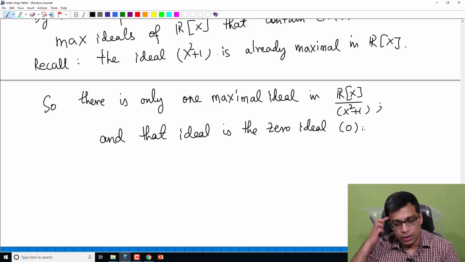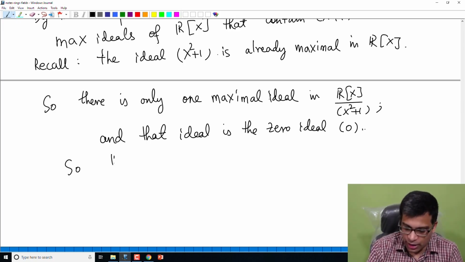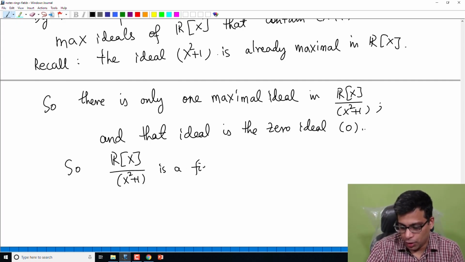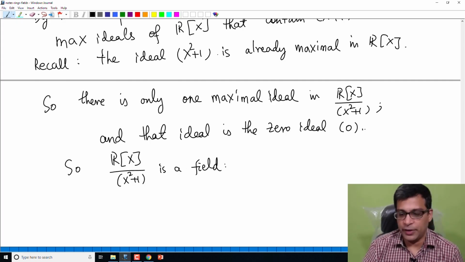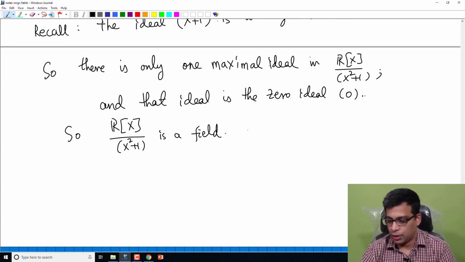But remember, there is a special name for rings that have this property, that the zero ideal is a maximal ideal, which is that R[x] mod x squared plus 1 is a field, because 0 is a maximal ideal in this. That means every non-zero element is a unit. So this is the field. But in fact, we already knew this.